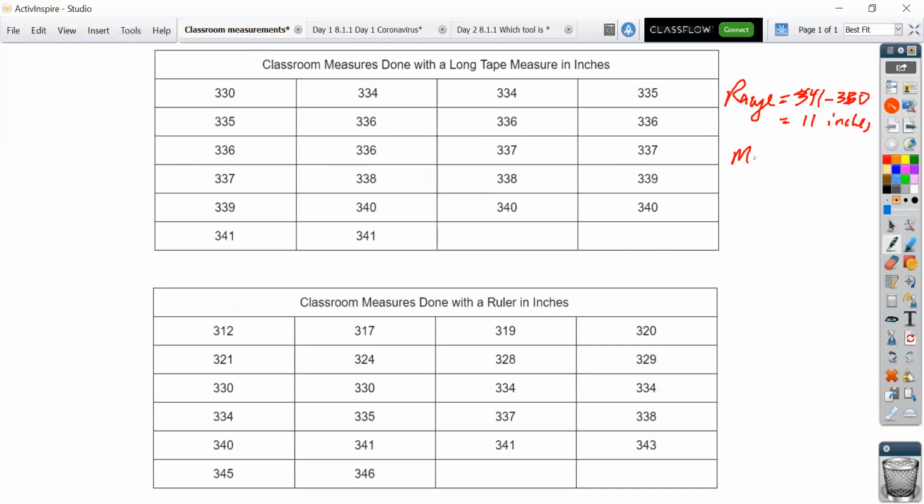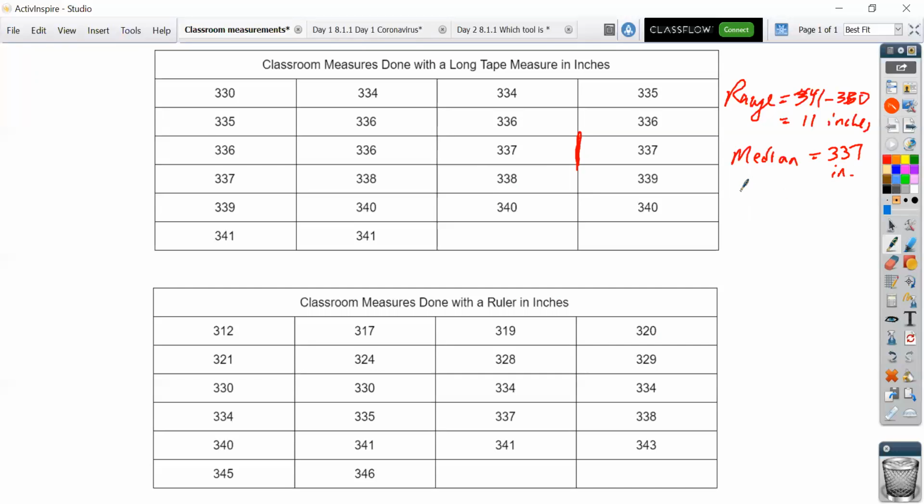The median is the middle number when the set of numbers are in order from least to greatest. Since there are 22 numbers here, I want to find the point right after the 11th number, so in between the two 11s. So 1, 2, 3, 4, 5, 6, 7, 8, 9, 10, 11. The median is going to occur here because 1, 2, 3, 4, 5, 6, 7, 8, 9, 10, 11. These are the two 11s, which puts that right in the middle. So the median of 337 and 337 is the average of them, which is also 337 inches.